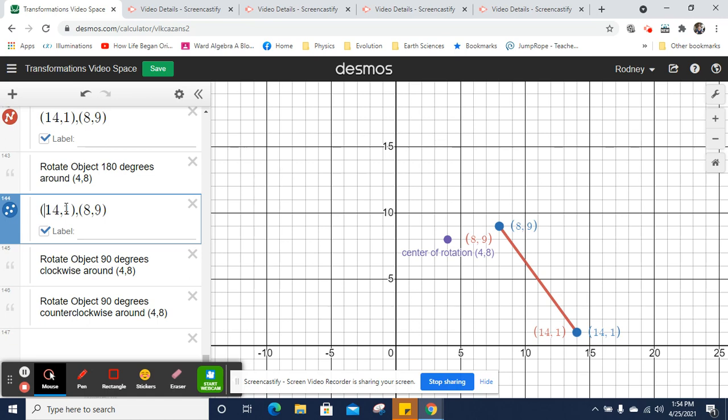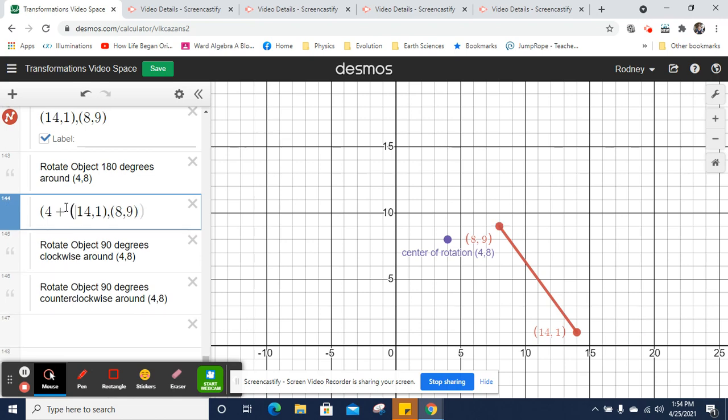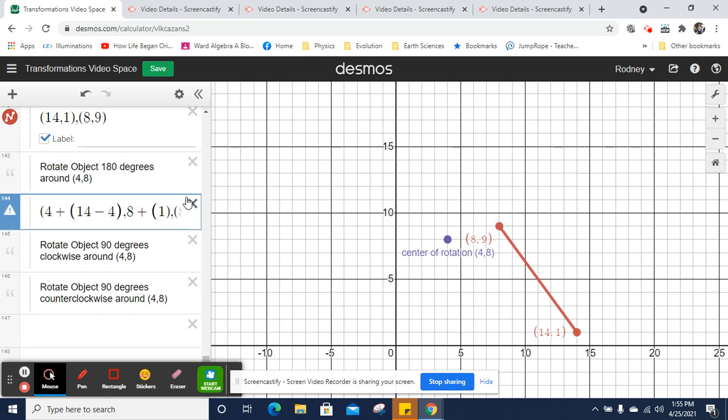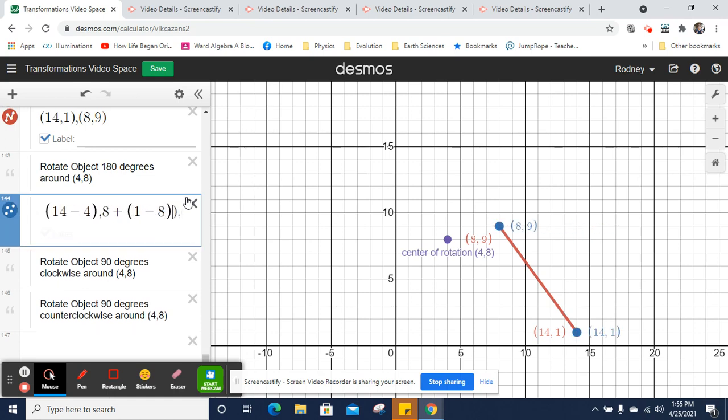And here's what I'm going to do. As before, I'm rotating 180 degrees. So all I need to do is start with 4 plus, and then I'm going to say 14 minus 4, because that is going to be the change in the x between here and here. And then I'm going to say 1 is going to be, I'm going to start with 8 plus 1 minus 8. Now, that's not going to be the 180 degree rotation. That actually gets me right back to where I started from.